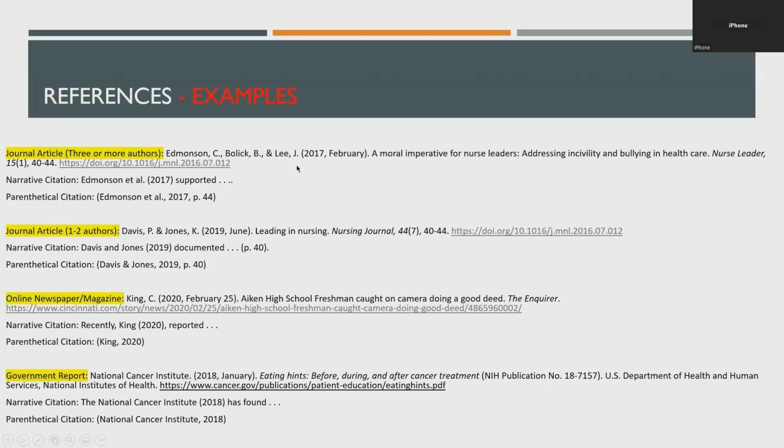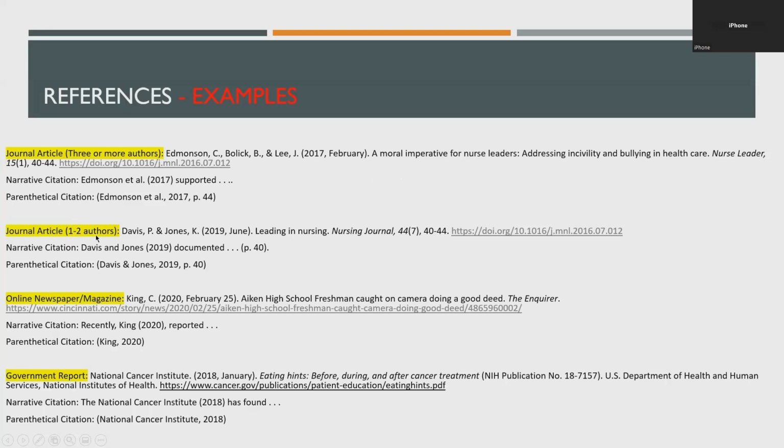So like this source has 3 authors, Edmondson, Bollock, and Lee. So that's how we would do this citation. Notice, however, in my in-text citation, I don't list all 3 authors. I just provide the first author's name. Edmondson et al. Et al. stands for and others. So this is written by Edmondson and others. Same thing here in my parenthetical citation. I don't list all the authors. I just put the first author. Edmondson came first. Edmondson et al. 2017. I found this on page 44.